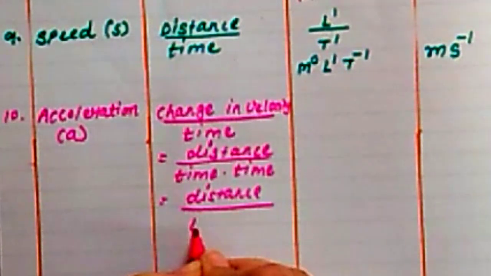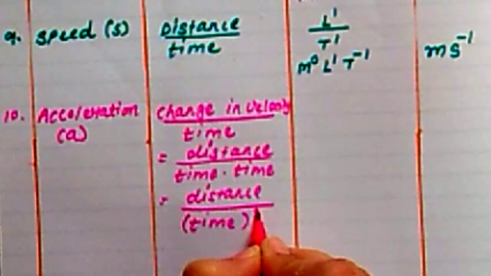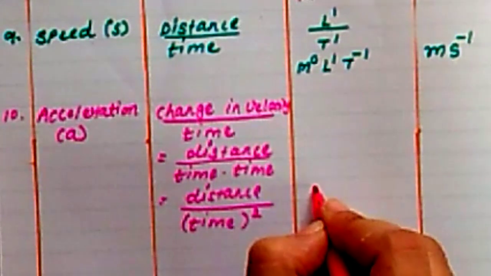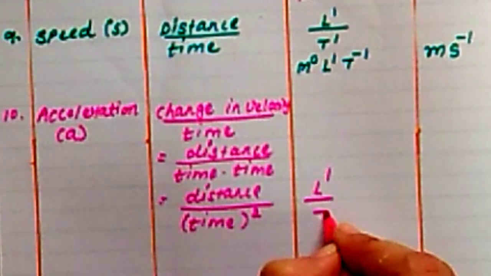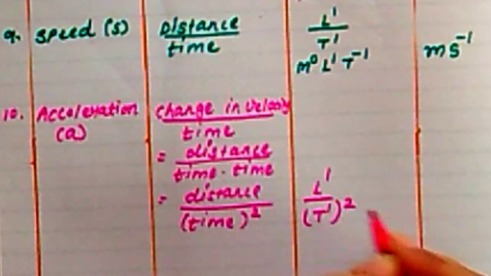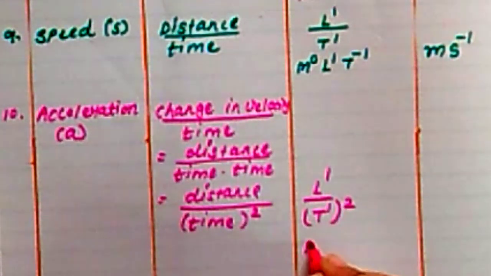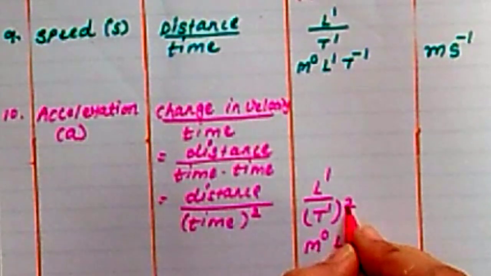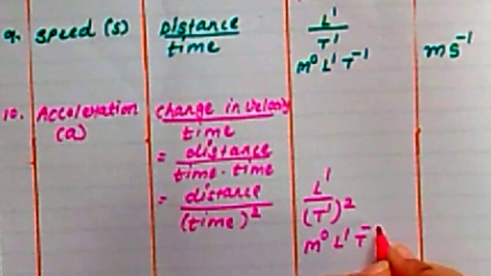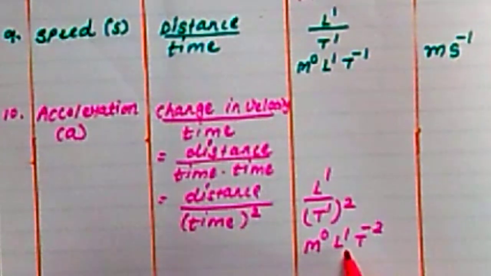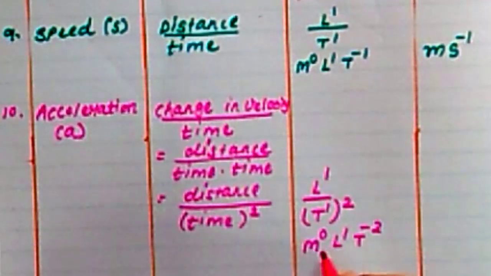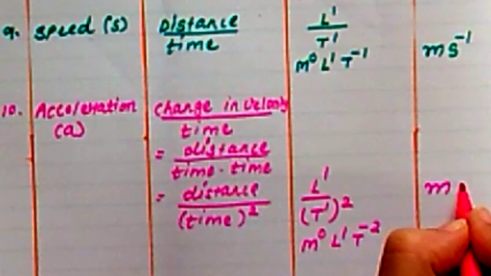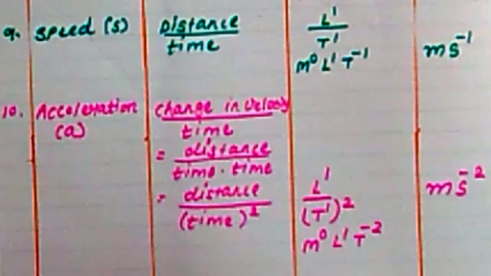Now distance is as it is, whole divided by time into time, that is time square. Now dimensional formula of distance is L1 divided by time T1, square is as it is. Here mass is absent, so M0, L1 is as it is and T1 twice, that is 1 twos are 2, and T goes into numerator, it becomes T -2. Now unit of length is meter and unit of time is second, -2 is as it is.